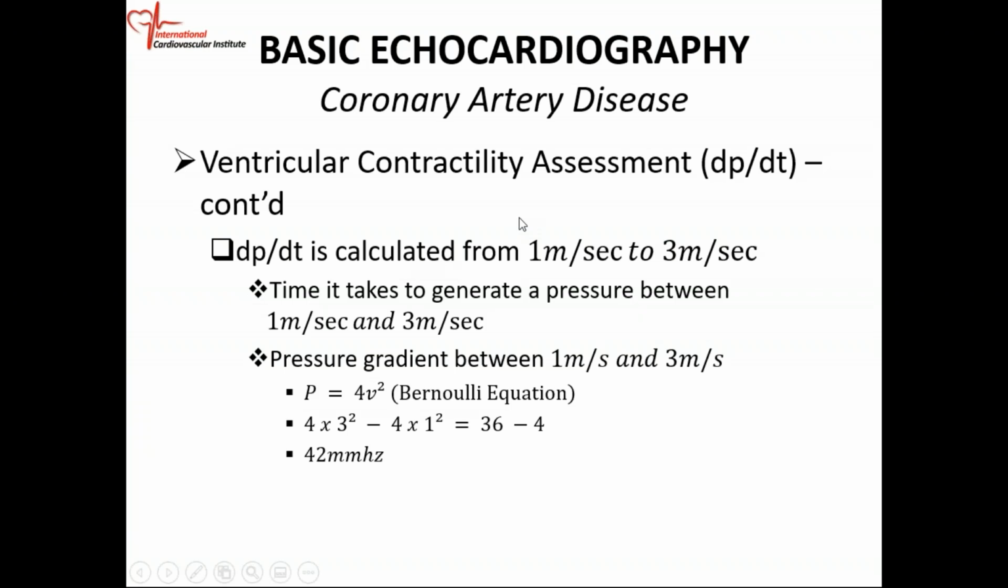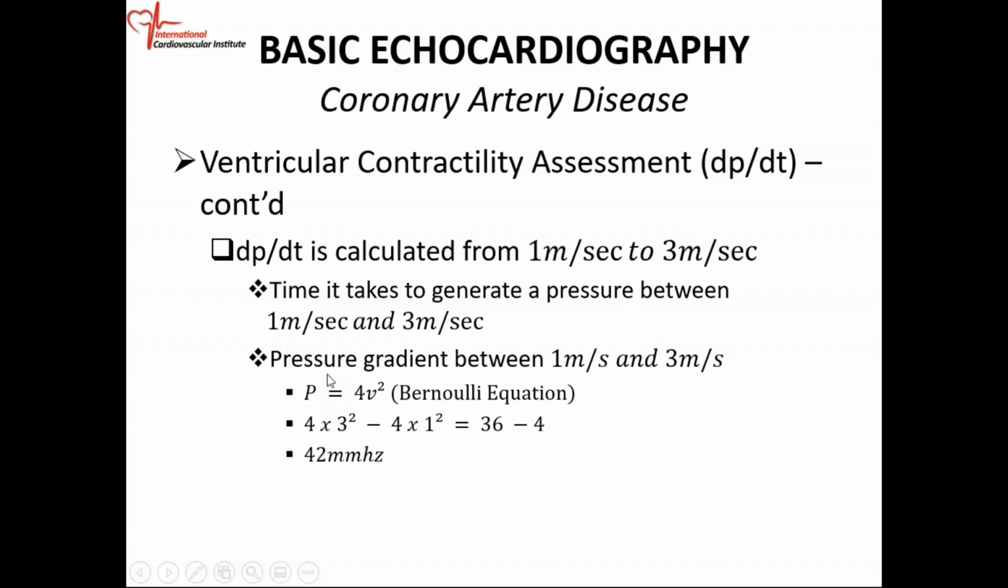So again, when we're looking at the LV, the left ventricle, we usually use 1 meter per second velocity to 3 meters per second velocity. We want to see the change. We know the change in pressure. We want to see how much time it's going to take to change the pressure this much. So it is the time it takes to generate the pressure difference between 1 meter per second and 3 meters per second.